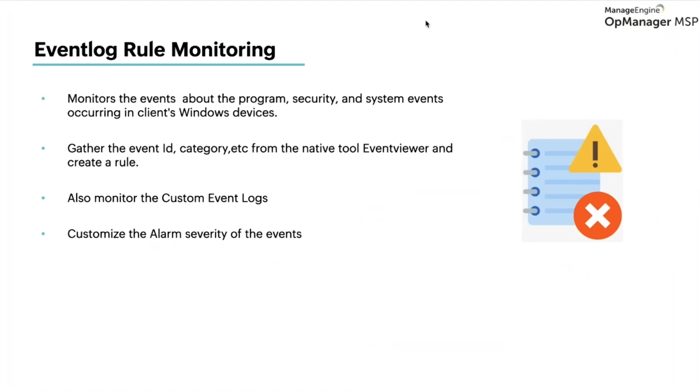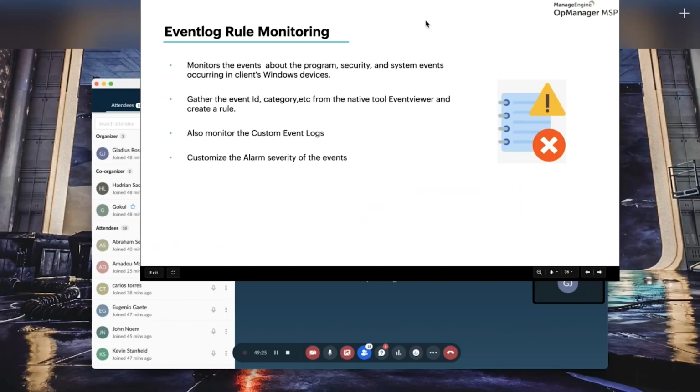So now, next, let's talk about event log rule monitoring. When talking about event log rules, OpManager MSP monitors the program's security and systems events which happen on Windows devices. You can just gather the event ID, category, etc. from the native tool Event Viewer and create a rule in OpManager MSP to pass those events. You can monitor custom events using custom event logs. The level of severity for alarms can also be customized.